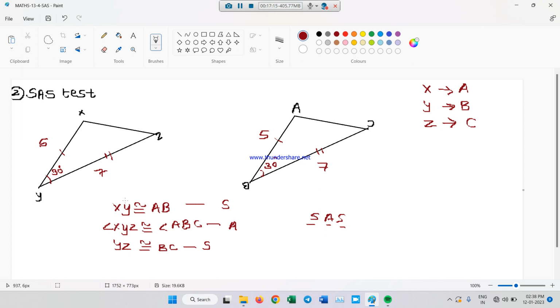Okay, I will repeat my statement again. The two sides and one angle of both triangles are contributing in making these two triangles congruent, and that's why we will say by SAS test these two triangles are congruent, and I know how to write the name. Triangle XYZ is congruent to triangle ABC. Okay, so this was all about the SAS test.